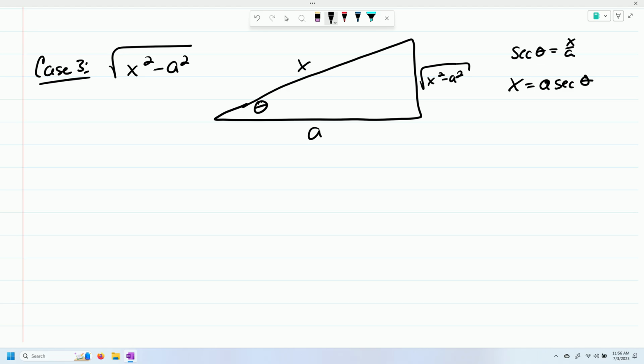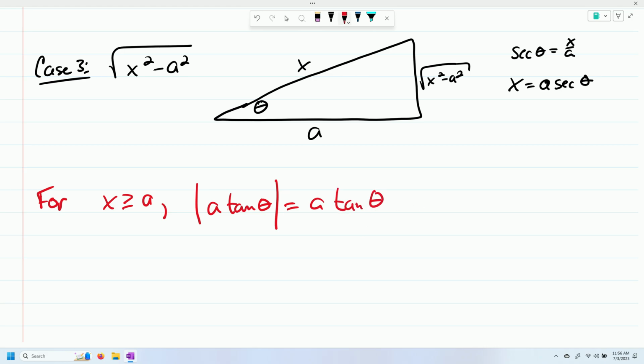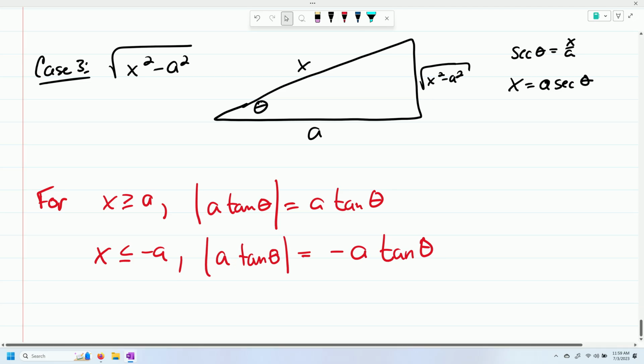Now, there is one thing that we do have to be concerned with. For x greater than or equal to a, we're going to take the absolute value of tangent theta, which is equal to tangent theta. On the other side, if x is less than or equal to negative a, then the absolute value of tangent theta is going to equal negative tangent theta. The reason for this lies in this picture here.